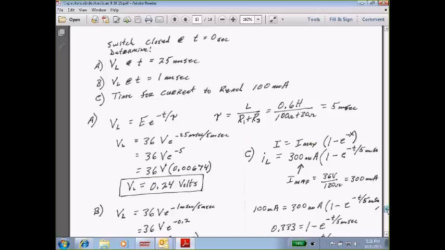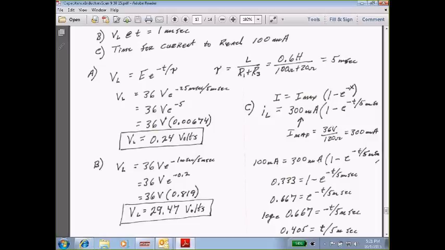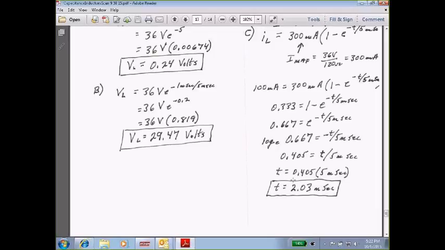And we know tau is 5 milliseconds. Put your 100 milliamps in here. Set this equation up. We got 100 milliamps is equal to 300 milliamps times 1 minus e to the minus t over tau. Just crack through the math here, and we come up with 0.667 is equal to e to the minus t over 5 milliseconds. Here's where you're going to use that natural log function again. That will give you 0.405 is equal to t over 5 milliseconds. So 0.405 times the 5 milliseconds is 2.03 milliseconds.